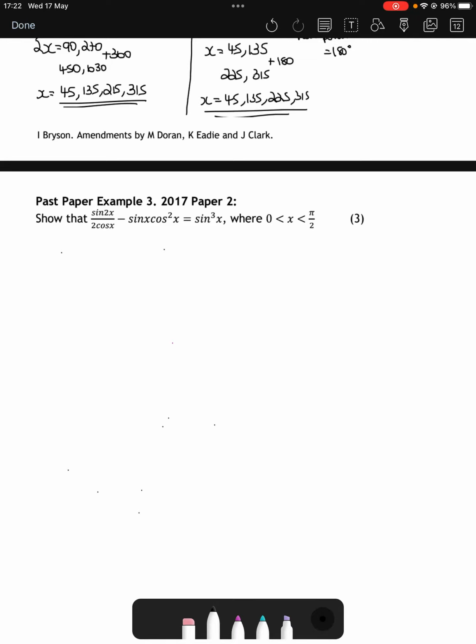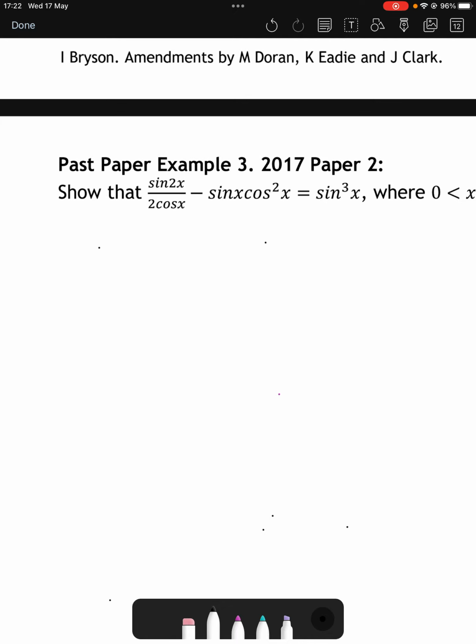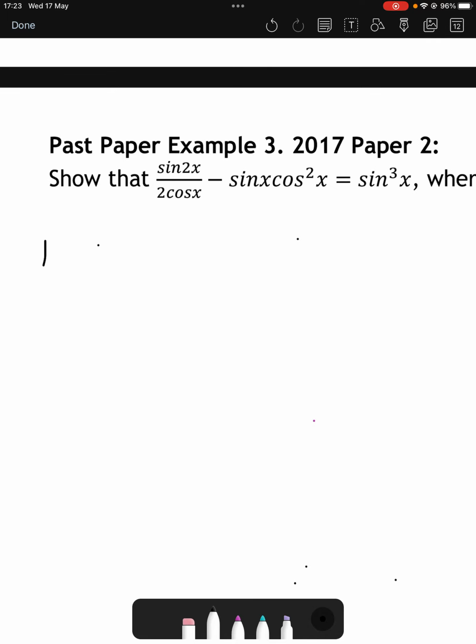Okay, this starts from Paper 2, and I need a calculator for it. So we have a trig identity. Show that sine 2x over 2 cos x minus sine x cos squared x is the same as sine cubed x. Right, so let's take our left-hand side and think of what we're going to do. Well, sine 2x, straight away, your brain should be saying formula sheet.